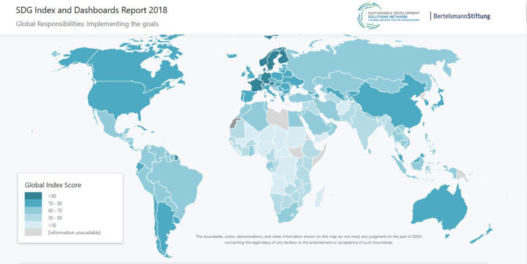The Sustainable Development Goals are: no poverty, zero hunger, good health and well-being, quality education, gender equality, clean water and sanitation, affordable and clean energy, decent work and economic growth, industry, innovation, and infrastructure, reducing inequality, sustainable cities and communities, responsible consumption and production, climate action, life below water, life on land, peace, justice, and strong institutions. Partnerships for the goals. The goals are broad-based and interdependent.